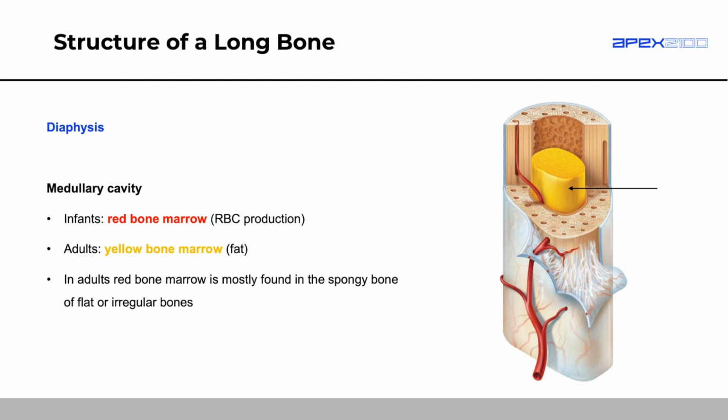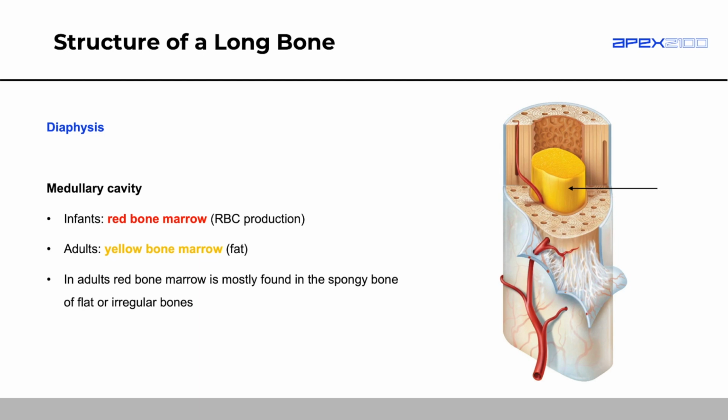So our bones are actually creating the red blood cells, which will go into our blood and help us use oxygen. In adults, it actually changes and it turns into yellow bone marrow, which carries fat. So yellow bone marrow is fat, red bone marrow produces red blood cells. Now, in adults, the red bone marrow is mostly found in the spongy bone of flat or irregular bones.